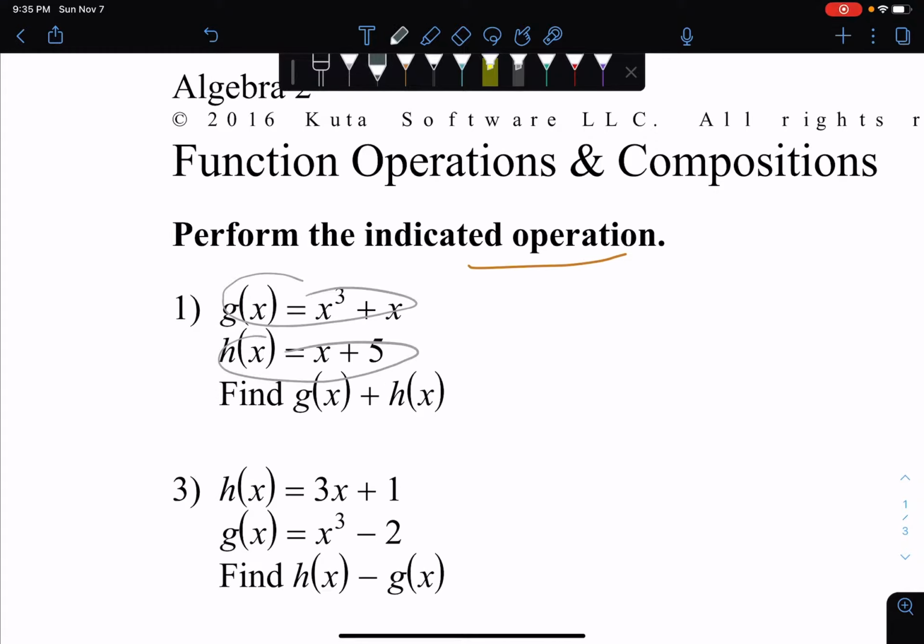So g of x is x cubed plus x, and the operation sign is addition. So h of x is x plus 5. We could place a parenthesis, but it doesn't really make a difference in this case. So let's continue. So x cubed plus 2x plus 5, and this is our final answer.